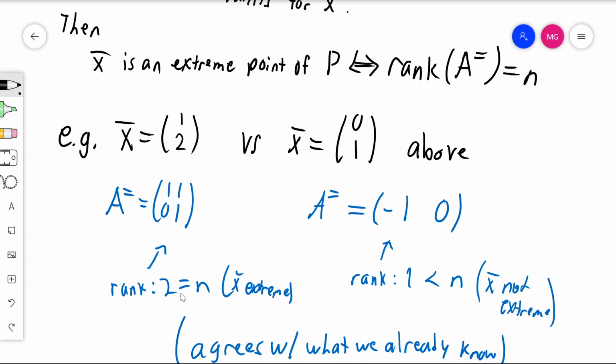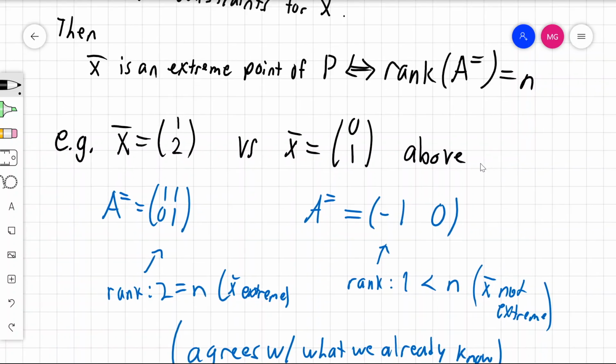And so the rank of this matrix is 2, which is equal to n, the dimension of space. It's also the number of columns, all the same number, n. So the rank does meet that number 2 in this case. And we can just see that this has rank 2. So by this test, assuming this test is true, which we'll prove in a moment, that shows that x bar is an extreme point.